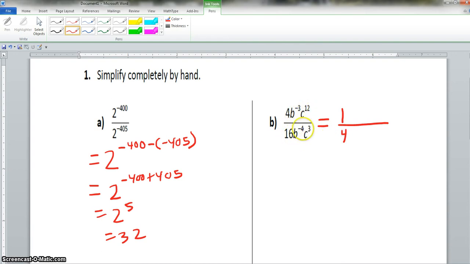Now, this b to the negative 3 and b to the negative 4, we could switch them. Since the negative exponent is in your numerator, we will bring that down to your denominator, which will make it positive. And since this negative exponent is in your denominator, we'll bring it up to our numerator, which would make that positive. Now, we have c to the 12th divided by c to the 3rd, which would give us c to the 9th, because 12 minus 3 is 9.